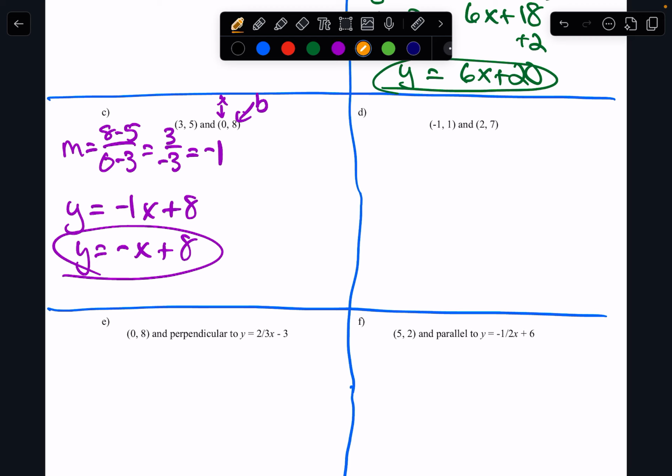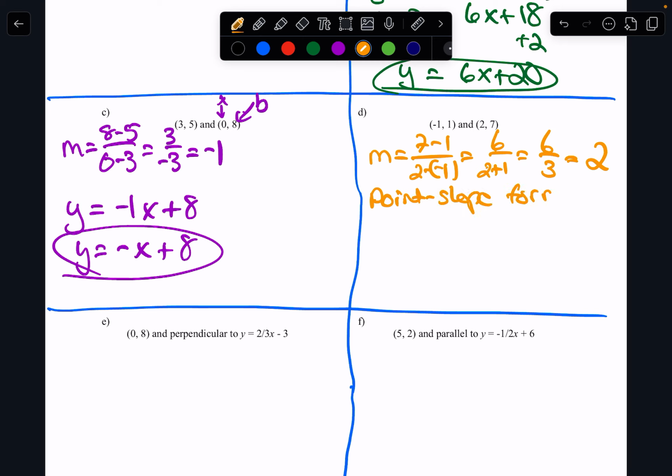Okay, next one. We've got 2 points, so we need to calculate our slope again. So 7 minus 1, 2 minus negative 1. We get 6 over 2 plus 1, so 6 over 3 equals 2. That's our slope. When we're looking at those points, we don't have a y-intercept, so we need to use our point slope form.